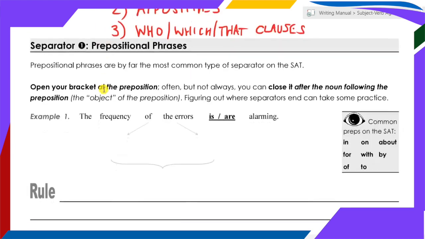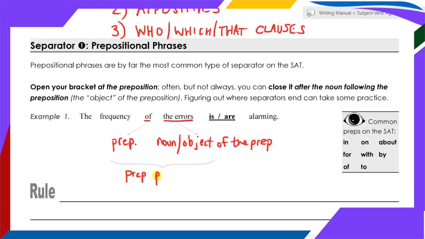What is a prepositional phrase? A prepositional phrase is simply a phrase that starts with a preposition and has a noun after the preposition. So that "of" is the prep. The "errors" is a noun. It is also known as the object of the preposition. And the "of the errors" together, the preposition and the noun after the preposition, is known as a prep phrase.